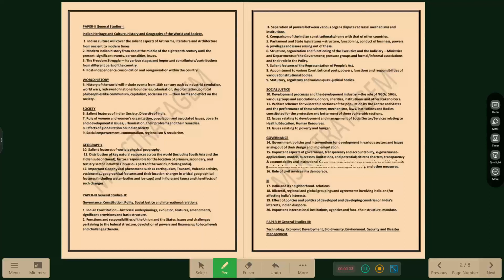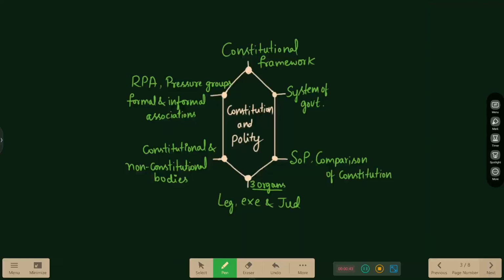GS2 comprises constitution and polity, social justice, governance and international relations. We'll start with constitution and polity. I am using a hexagon, that means 6 corners equal to 6 dimensions. So these are the 6 dimensions.